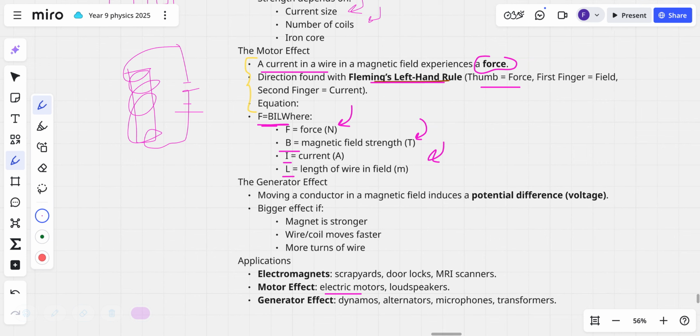This is the direction of the magnetic field, so your knuckle sits on north. That's where my magnetic field is. My current, this is the second thing that tells me where my current is. In this case, my current is going that way. On my diagram, my magnetic field is that way. So the wire is going to move in the direction of my thumb, straight down. That's Fleming's left-hand rule. All right.